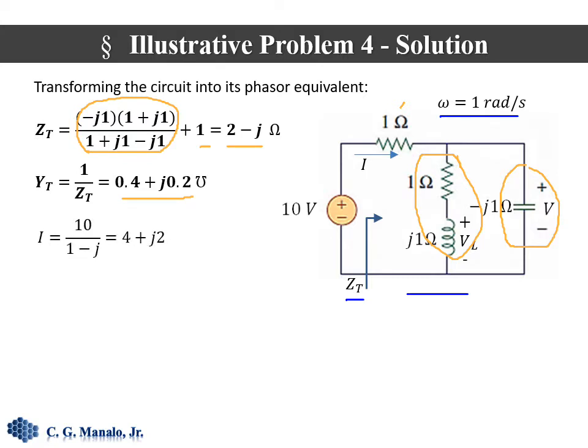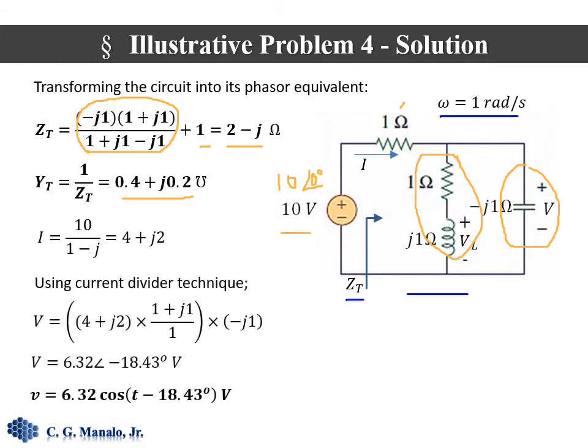We could then compute our phasor I, which is simply the source divided by the equivalent impedance, which is 2 minus j. Take note that we have written the source simply as 10 volts. We could have written it as 10 angle 0, but the 0 actually has no effect on the solution, so we could ignore it and simply write 10.